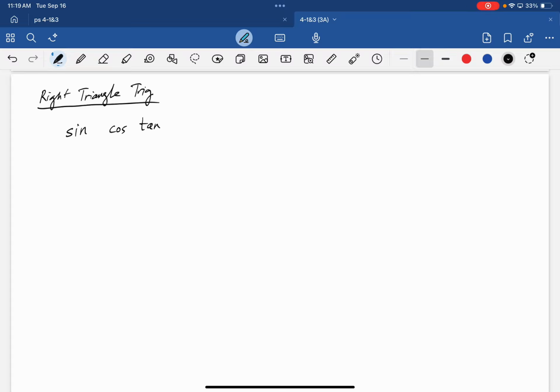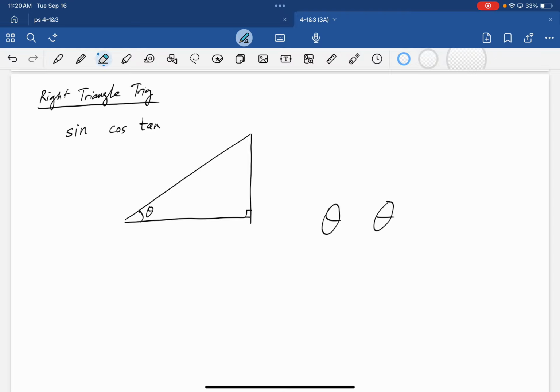The lovely trigonometric functions. You guys all remember SOHCAHTOA. If we have a right triangle and one of the angles is theta, you guys all know how to write theta, right? You write it like this. Don't write it like this in two strokes. You look stupid when you do that. You write it in one single stroke like this. Has to be skinny too. Okay, theta.